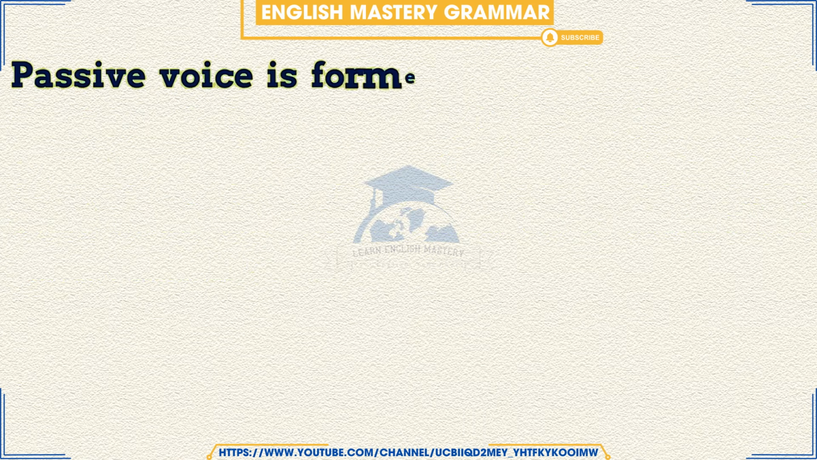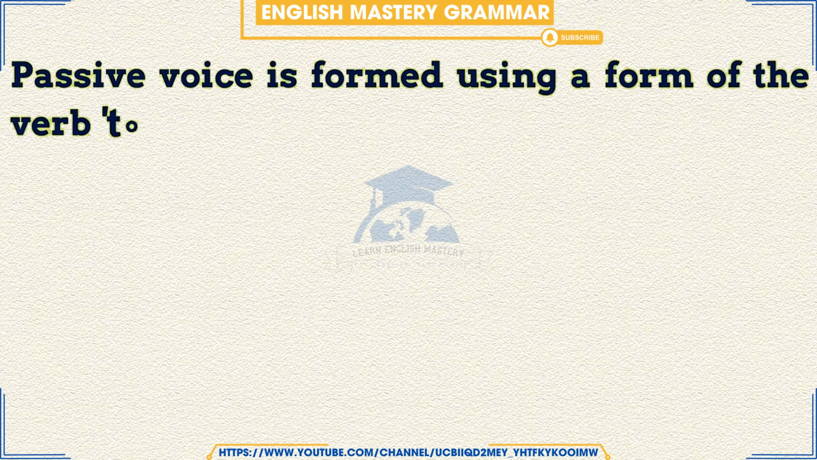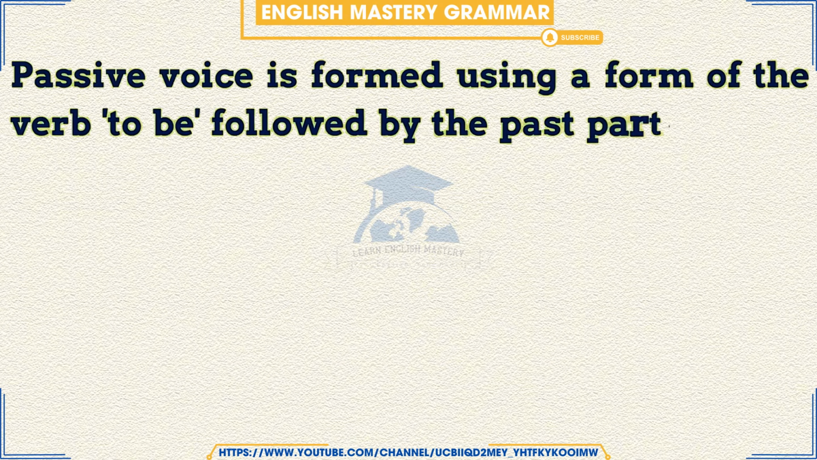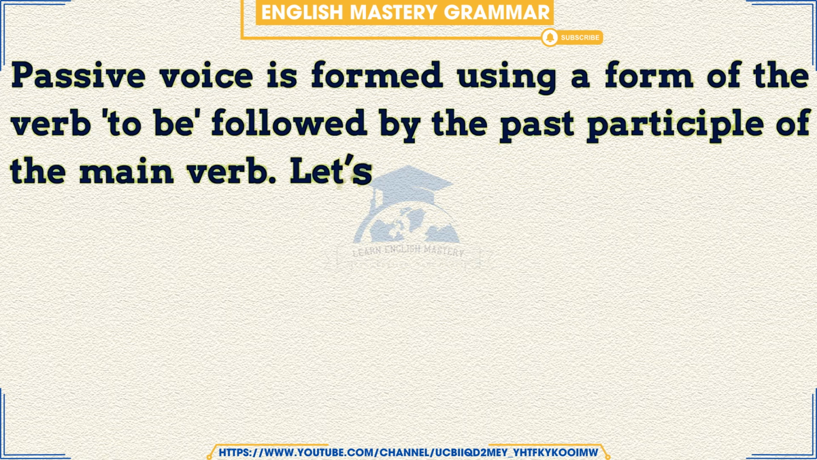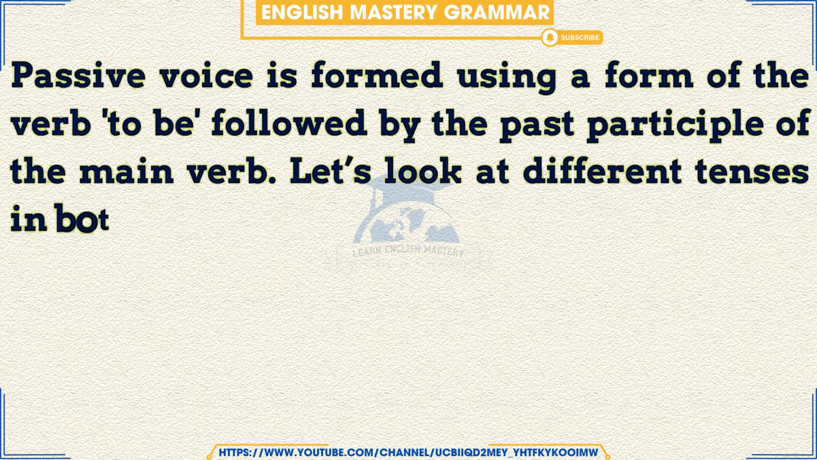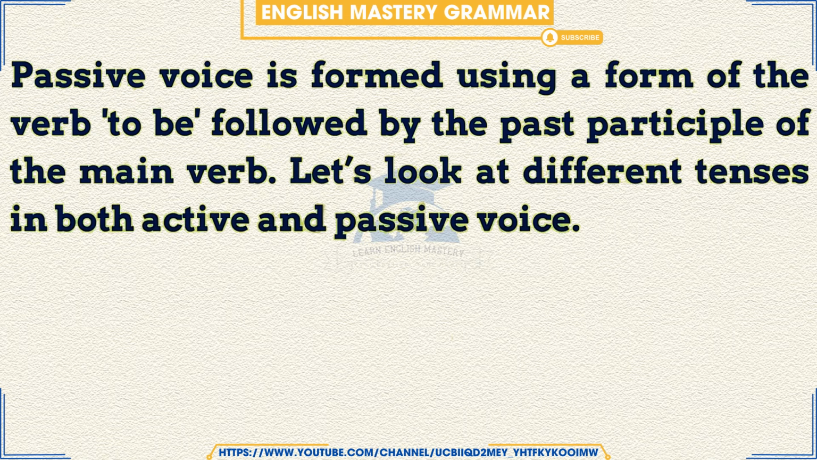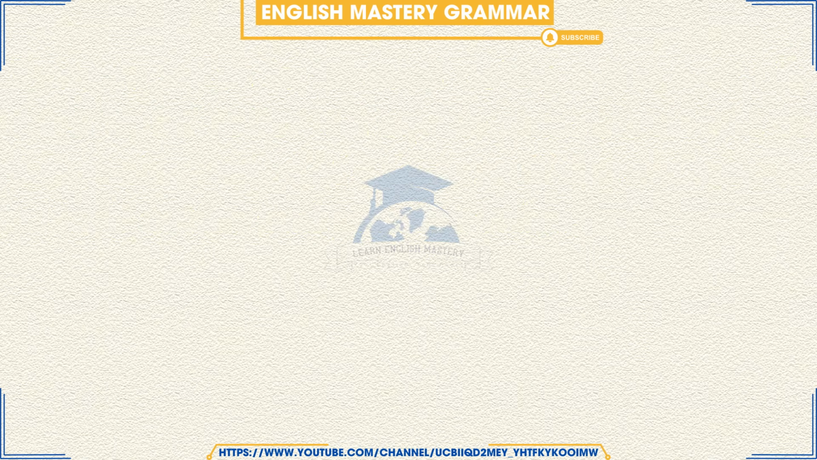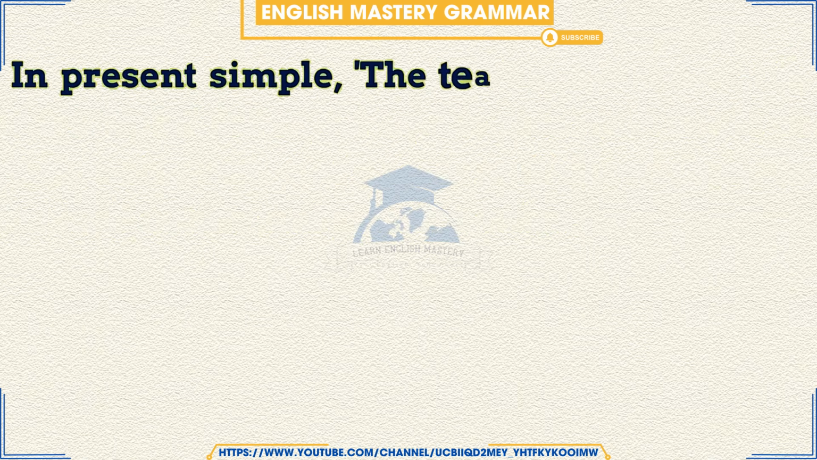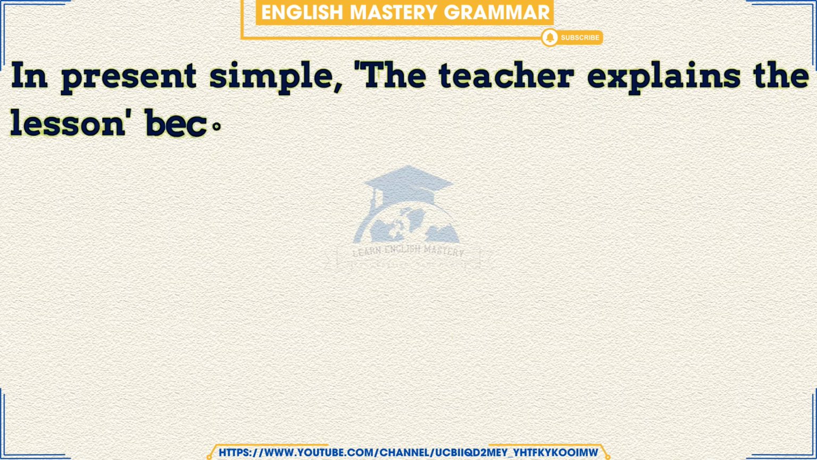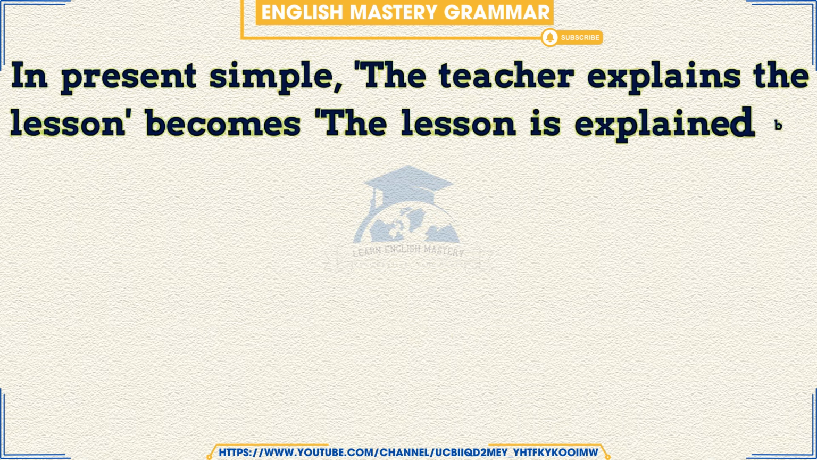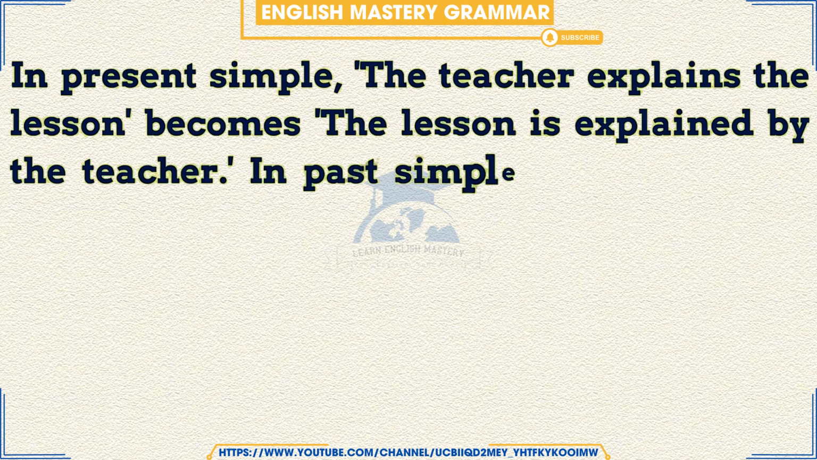Passive voice is formed using a form of the verb to be, followed by the past participle of the main verb. Let's look at different tenses in both active and passive voice. In present simple, "The teacher explains the lesson" becomes, "The lesson is explained by the teacher."